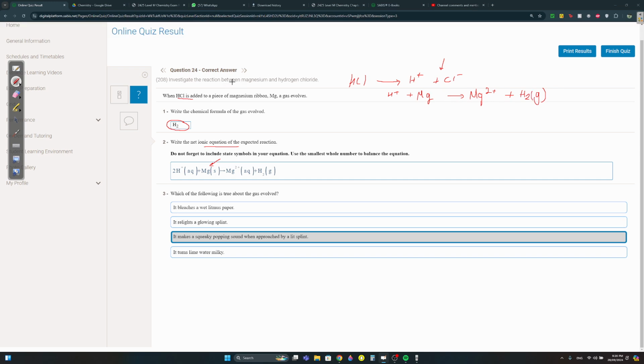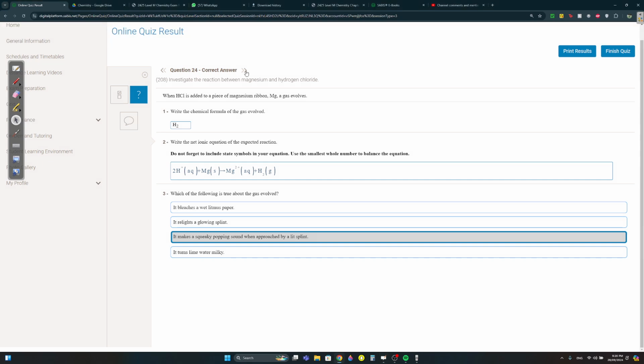It's something specific you have to memorize. I think they got it from the book because it wasn't in the notes. Just memorize it. You're going to get H plus plus magnesium, normal magnesium solid, as it was here, to produce magnesium ions plus hydrogen gas. Which of the following is true about the gas evolved? In this case, it's hydrogen. It makes a pop sound, right?